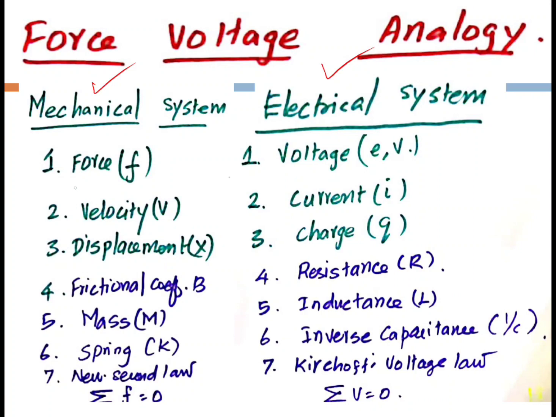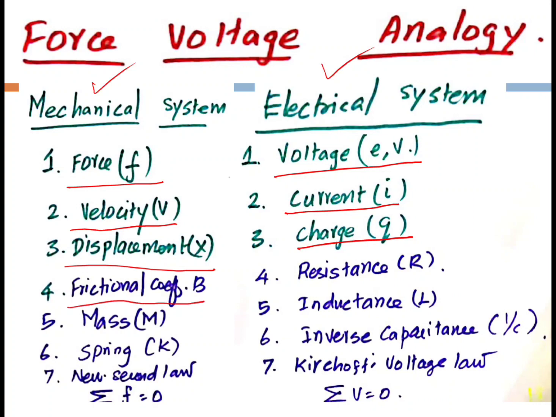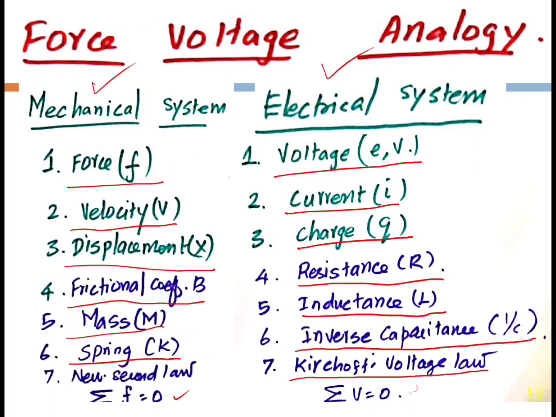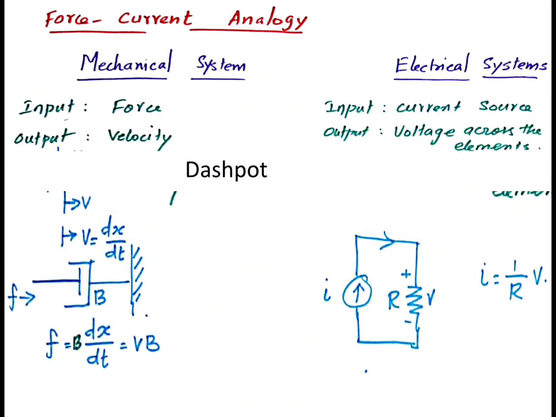In the mechanical system, force F is equivalent to voltage E or V, velocity v is equivalent to current I, displacement x is equivalent to charge q, frictional coefficient B is equivalent to R, mass M is equivalent to inductance L, and spring K is equivalent to the inverse of capacitance, 1 by C. Newton's second law, the sum of forces at the node is equal to 0. Here we are using Kirchhoff's voltage law, the sum of voltages is equal to 0. So that is the force-voltage analogy.